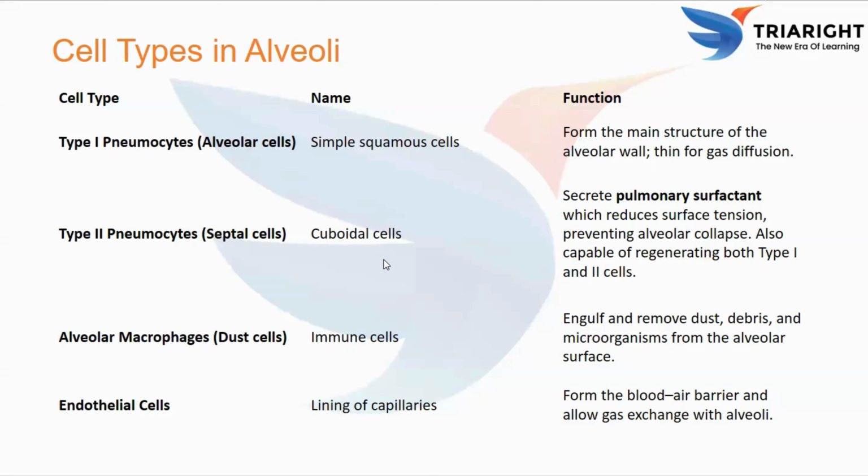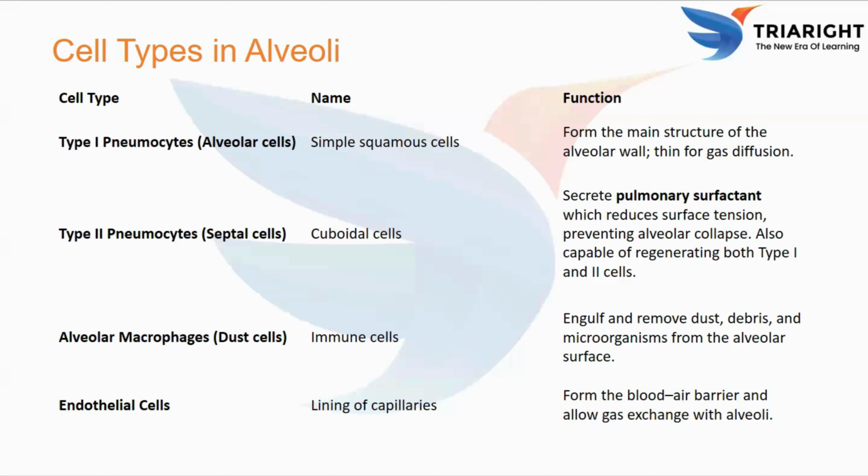So they secrete the pulmonary surfactant, a special oily fluid. This surfactant reduces the surface tension inside the alveolus, and this prevents the alveolus from collapsing. The alveolus should not collapse, right? If the alveolus collapses, there will be difficulty in the exhalation process. So what does this surfactant do? It reduces the surface tension.